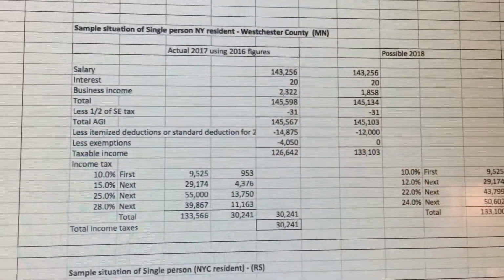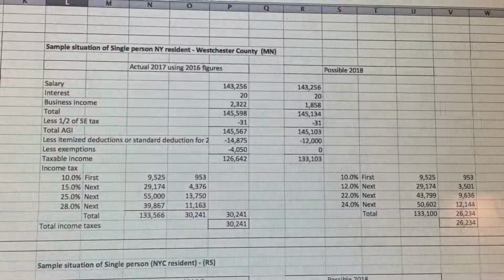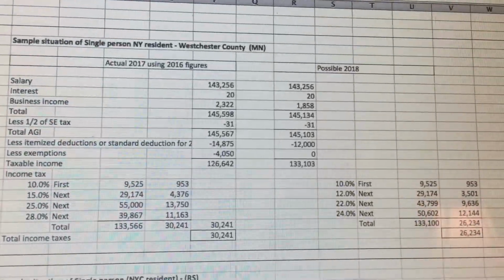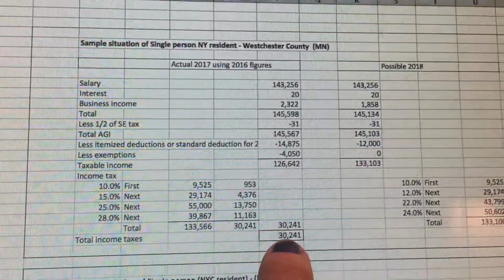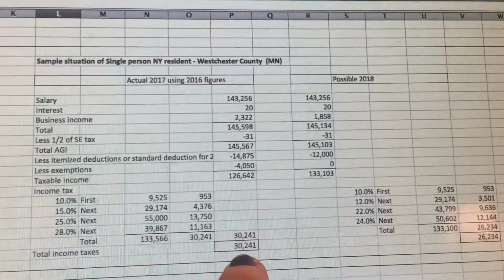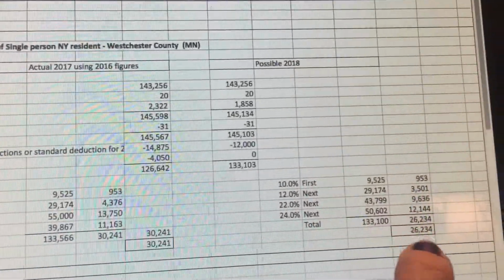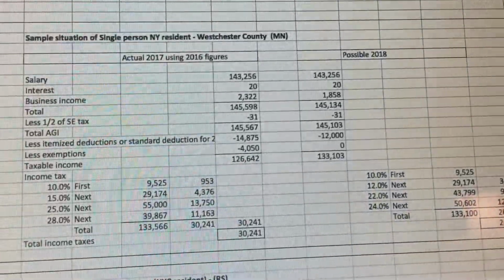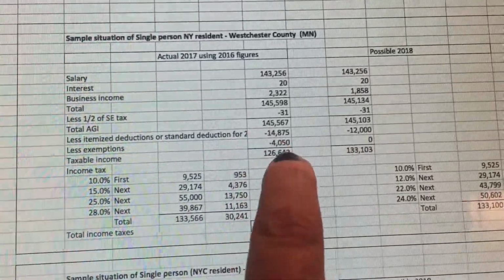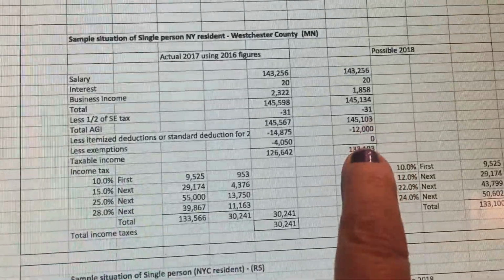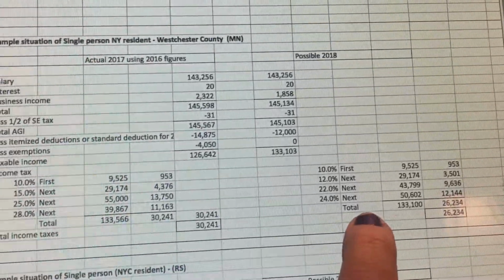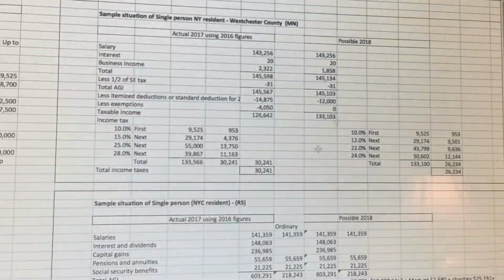This first one is for a single woman who lives in Westchester County, so she's in New York. And in this case, she does not own a home. And the effect of this act is that instead of paying $30,000, as I had calculated based on her 2016 return, assuming the same income and deductions, she would be paying $26,000, or $4,000 less. So even with the effect of having a smaller deduction and no personal exemption for 2018, because of these lower brackets she still comes out paying less. All right, so that was kind of surprising to me.